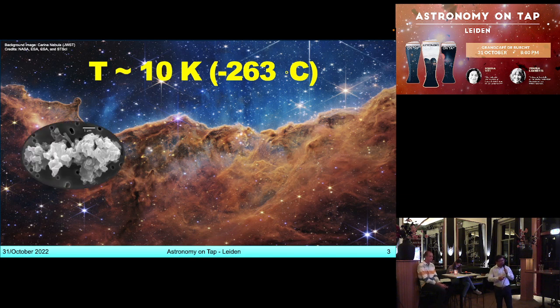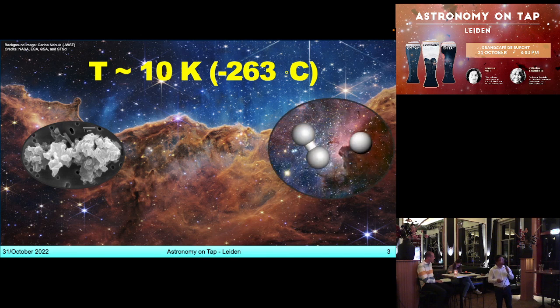As I said, then we have this small dust. This is not interstellar dust, this is actually interplanetary dust, but we think it should be similar also in the interstellar medium. And we also have H2, molecular hydrogen. That's actually the major component of these clouds. But what we're seeing here in this image are mostly dust emissions.